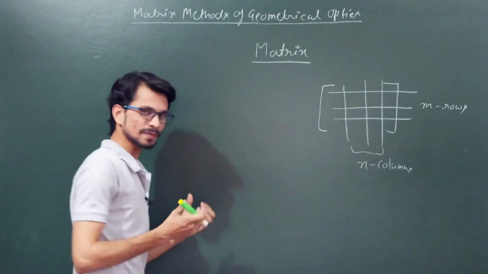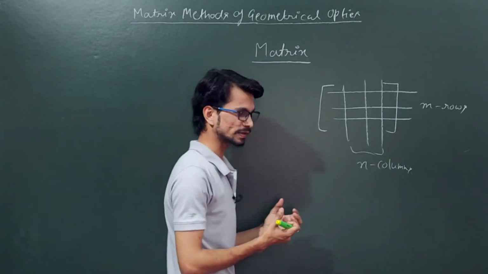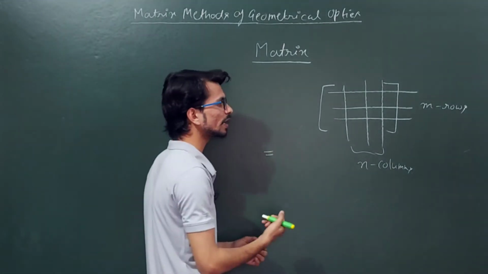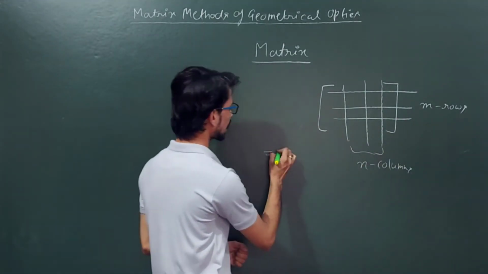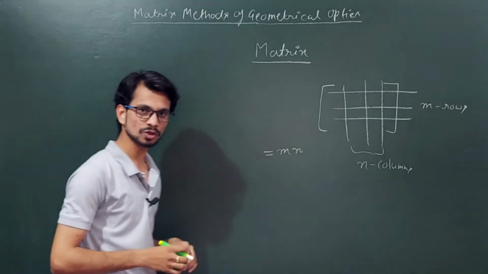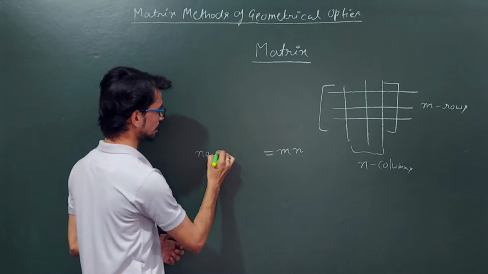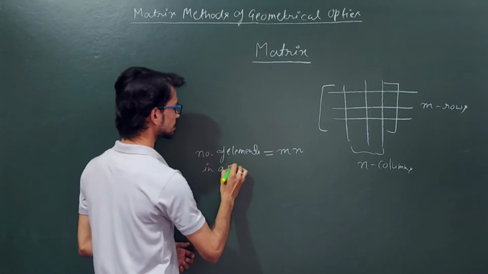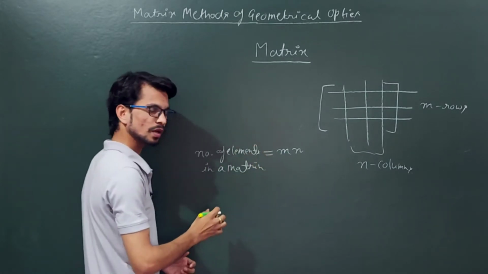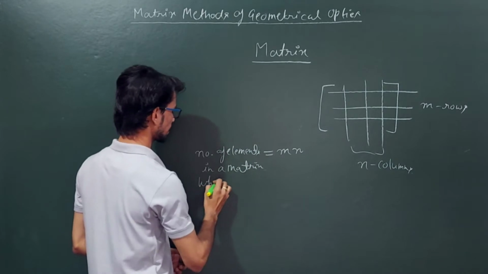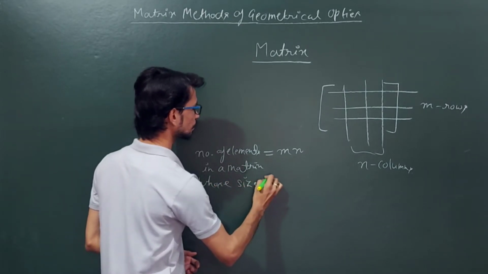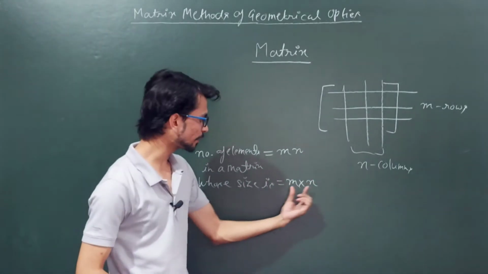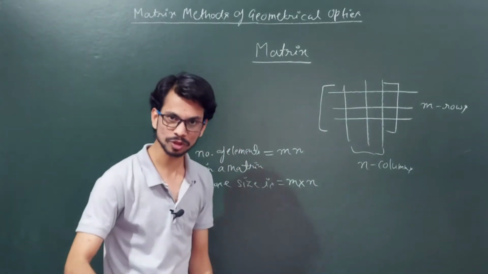You also have some basic idea about the total number of elements contained in a matrix. That can be simply defined as, if I multiply the number of rows by the number of columns, I will get the total number of elements. The number of elements in a matrix whose size is m by n. This is simply read as m by n or m cross n. So this is the basic meaning of the term matrix.